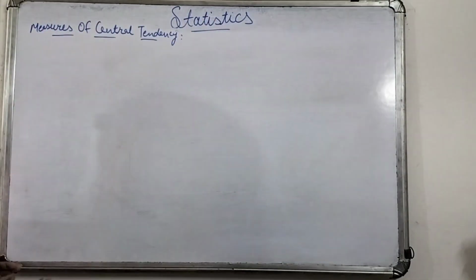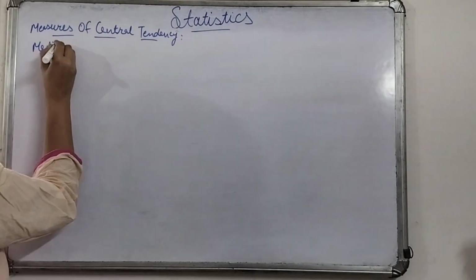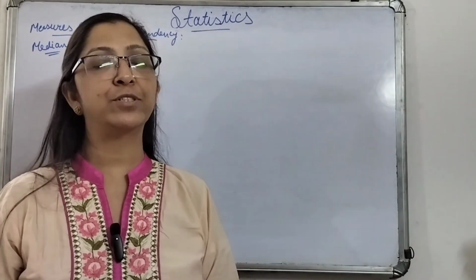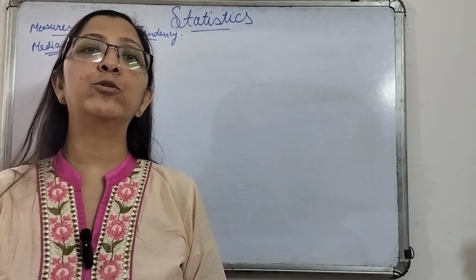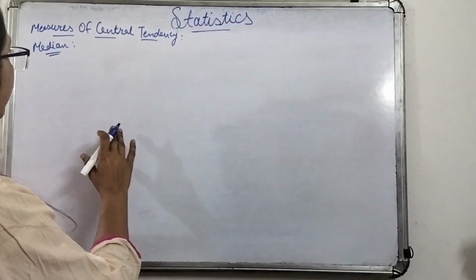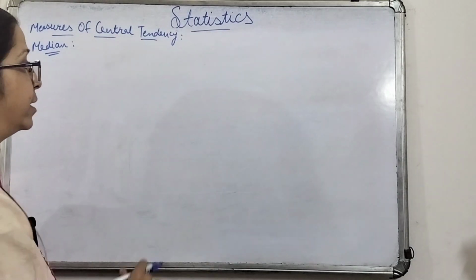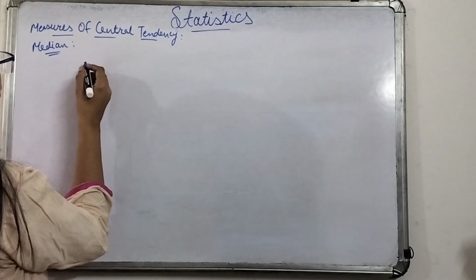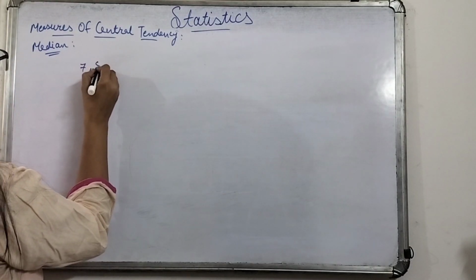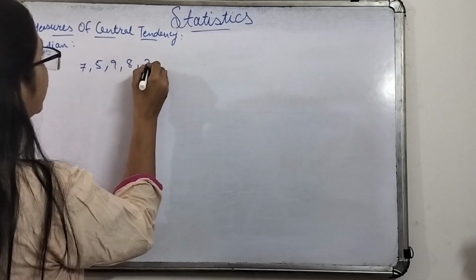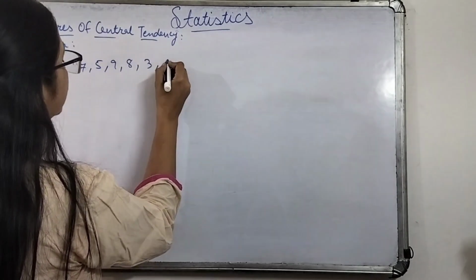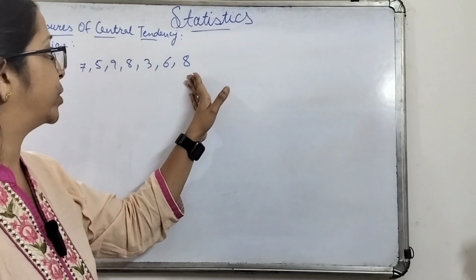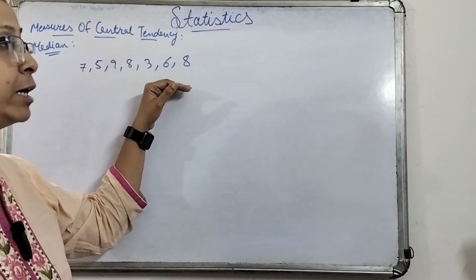So first we are taking the case of your median. What is the median? Median is the value of the observation which is dividing it into two equal halves, meaning dividing into exactly two equal parts. Suppose there are 7 observations, any 7 students. We are considering the marks of any 7 students. Suppose the marks obtained out of 10 are 7, 5, 9, 8, 3, 5, then 6 and 8. These are the 7 students and the marks obtained by these 7 students out of 10.